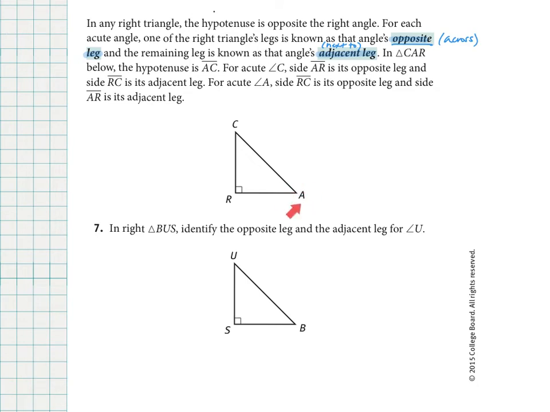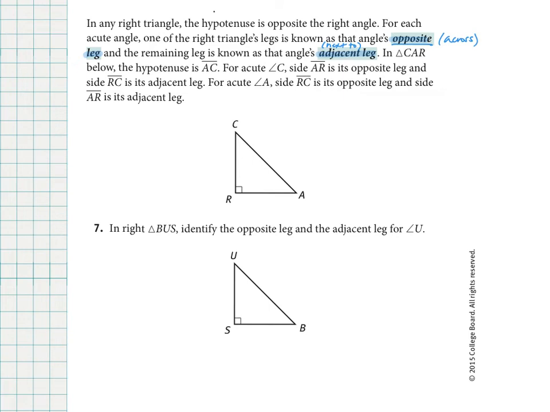Now, let's say we were looking at the acute angle A. Think about which side is the opposite. That's going to be RC. And then think about which side is going to be the adjacent. That's going to be AR. Each time you can see we're not talking about the hypotenuse. We're looking at it in regards to the legs.